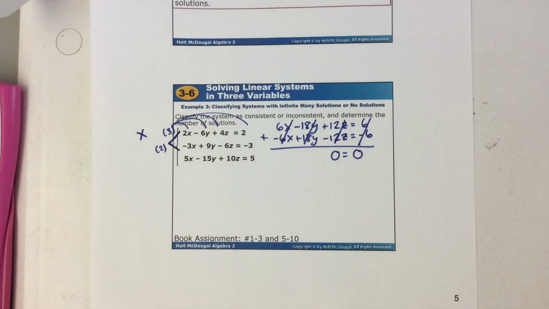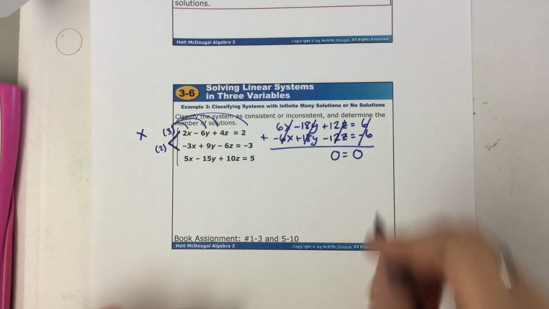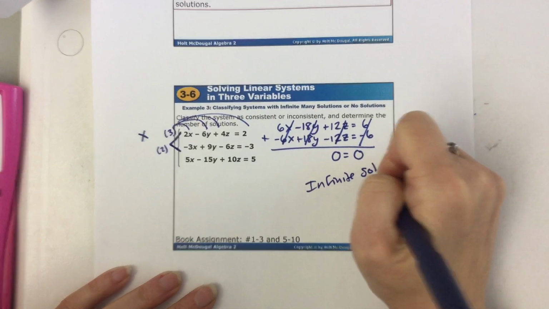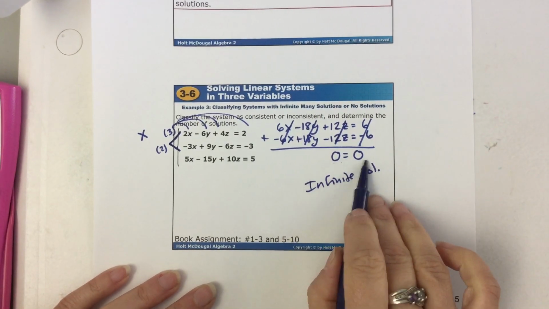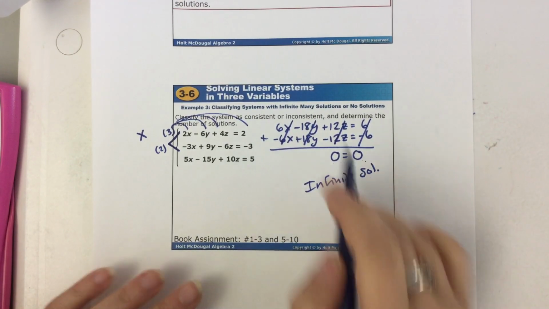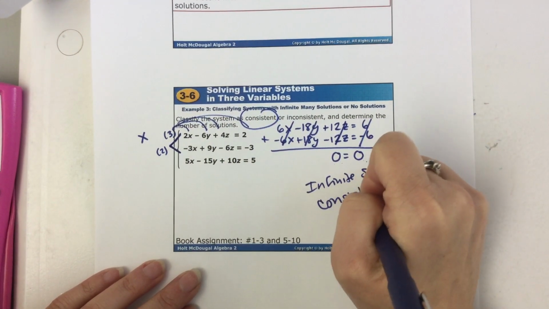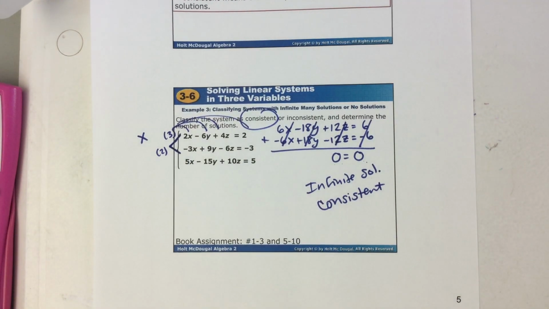So now you ask yourself, when does 0 equal 0? Always. So the location where they cross is a line, because a line is infinite. So here we have infinite solutions, and the reason why is because 0 always equals 0. It has a solution, so it's consistent. And you guys, that is 3.6.